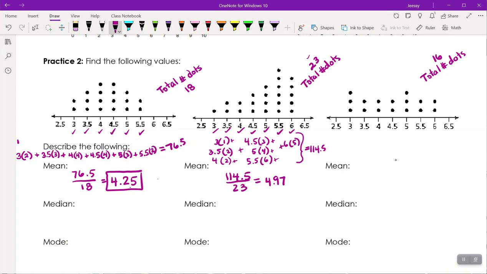Oh, let's knock this out. All right, 3 times 3, 3.5 times 2. 5 times 3. 5.5 times 2. Whenever you guys get a chance, hopefully you'll go over it.